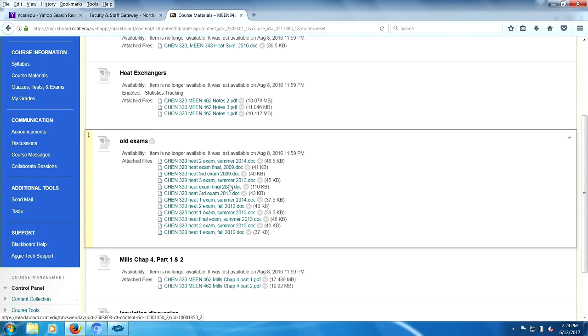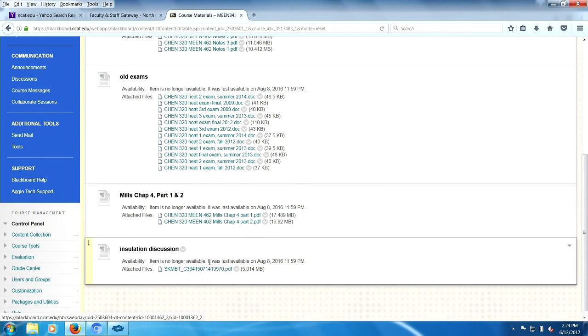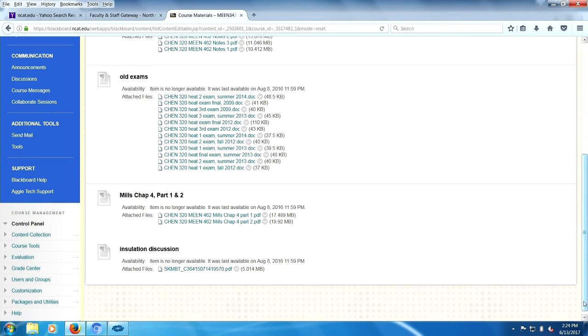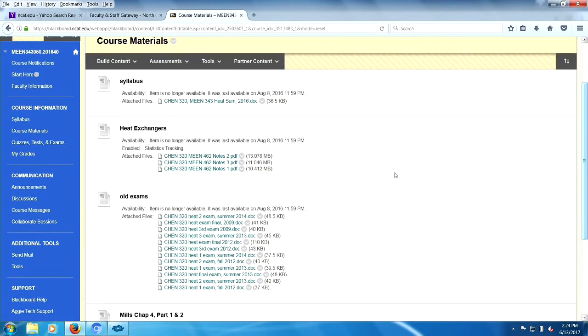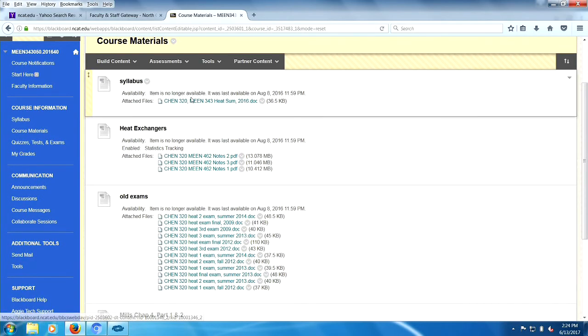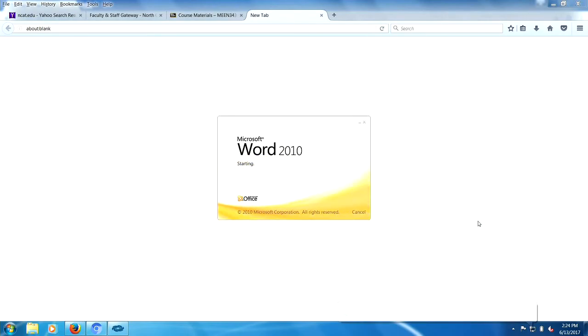One of the best ways of studying a course is looking at old exams. Mills book, excuse me, we're not going to be using. And this insulation discussion was included just because it may be of interest to you. But anyway, let's take a look and see what we have in the syllabus area and go over exactly what I expect.